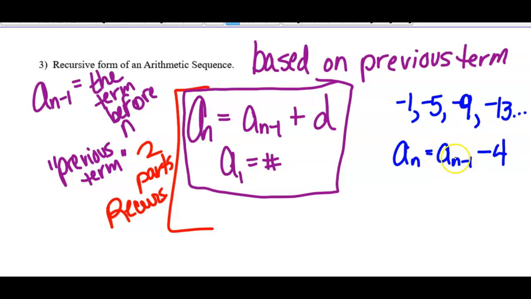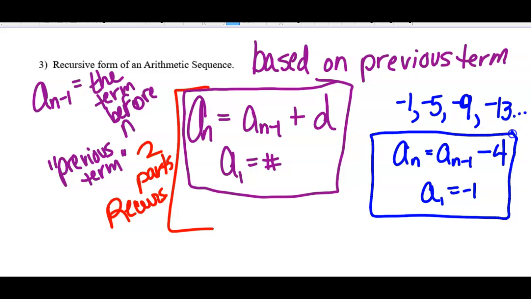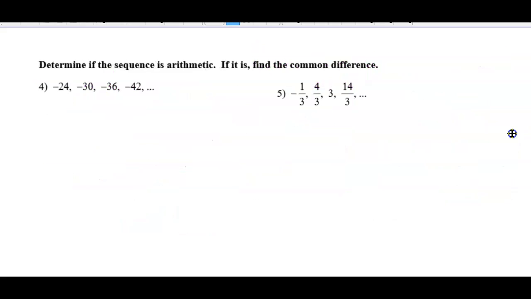So over here, it was some sequence where you're subtracting 4, but you had to tell me the first term was negative 1. So this would be the recursive formula for this particular one. All right, so recursive is simply telling me how to get to the next term based on some starting term. So we're going to go through some examples real quick here. And there are a few I might skip and let you do after the video.